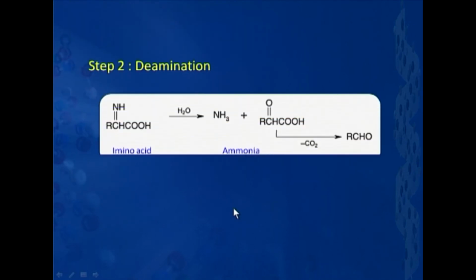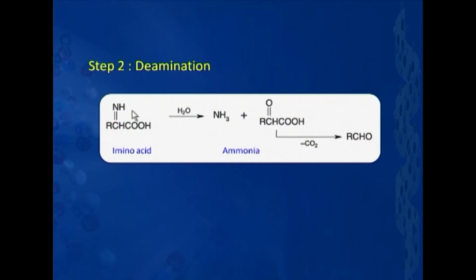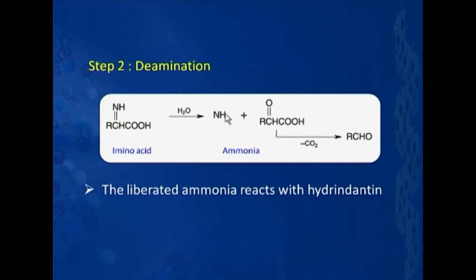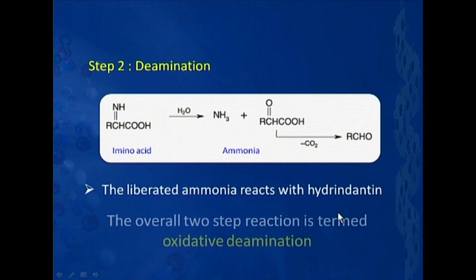In the second step, what happens is this imino acid, which I get in the first step, undergoes deamination. In the process of deamination, this generates a molecule of ammonia. But what is important for us is the generation of ammonia. This ammonia, which comes out as a consequence of this reaction, the two steps put together being oxidative deamination, actually reacts with hydrindantin, which is formed again from ninhydrin. We will see how it happens. The overall two-step reaction which we have just seen is called oxidative deamination. First step is oxidation, second step is deamination, and the product of this is the generation of ammonia.